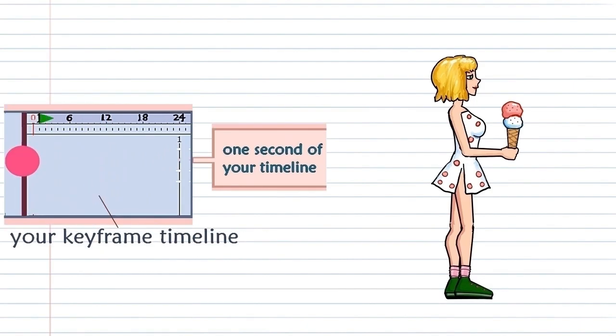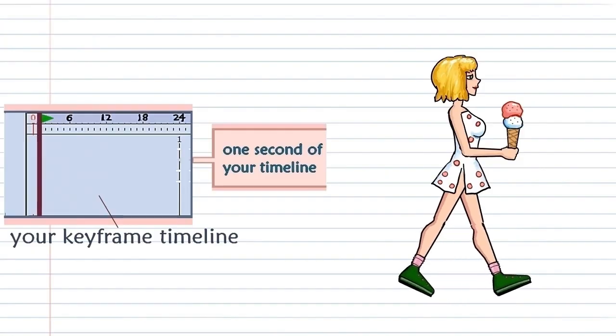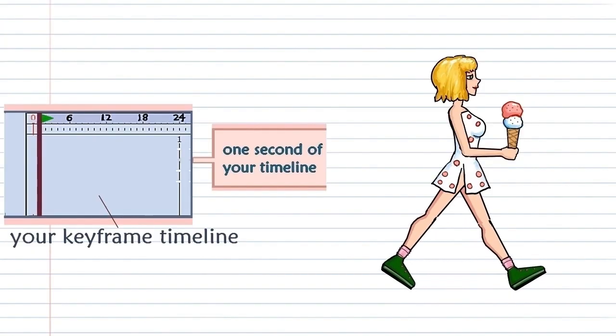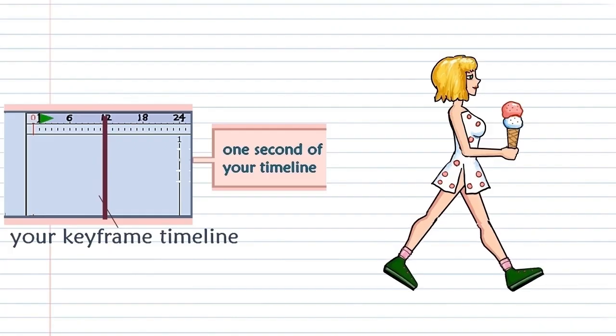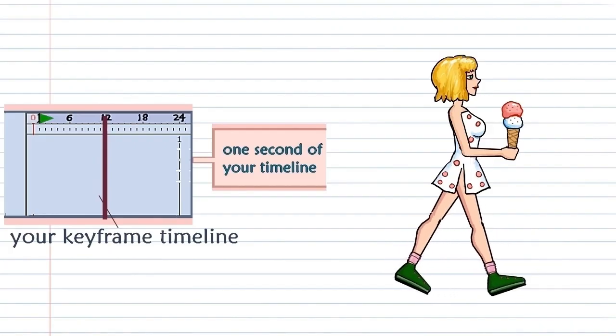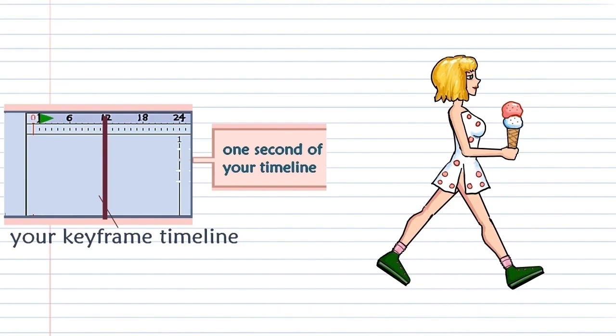Okay. Let's set the slider bar on frame 1. This will be your character's first pose. With the slider bar at frame 1, stretch her legs out for her first step, and set a keyframe at frame 1. Okay. Now let's move the slider bar to frame 12, which is a half second in, and stretch her legs in the opposite direction. Like this. Also, make sure you set a keyframe for that pose too.